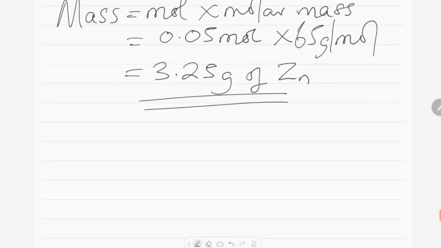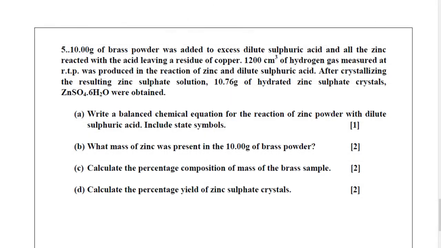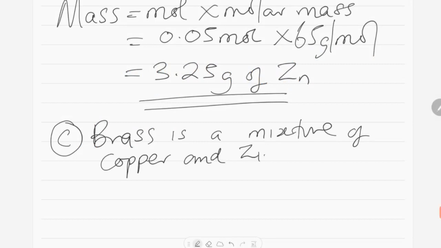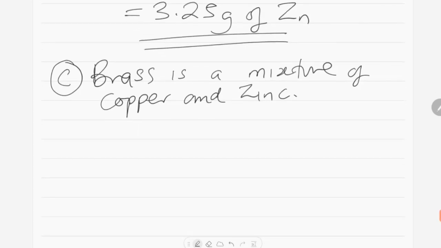Let's look at C. It wants us to find out the percentage composition of mass of the brass sample. Before we can answer that question, let's find out what this substance known as brass is. Brass is a mixture of copper and zinc. So we're going to find the percentage composition of copper and that of zinc.